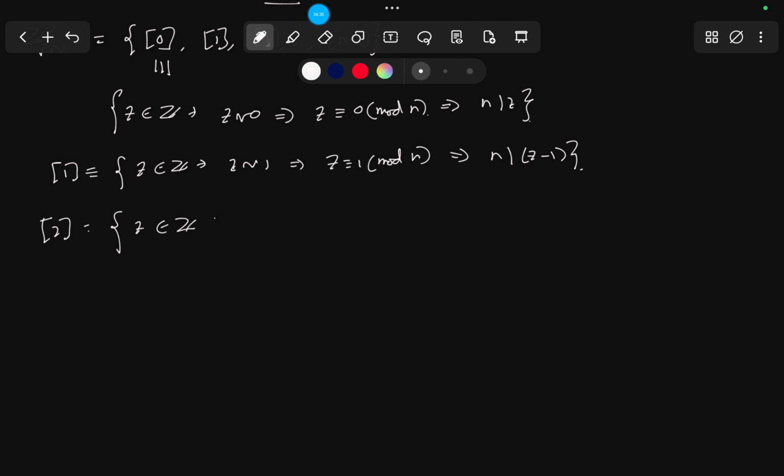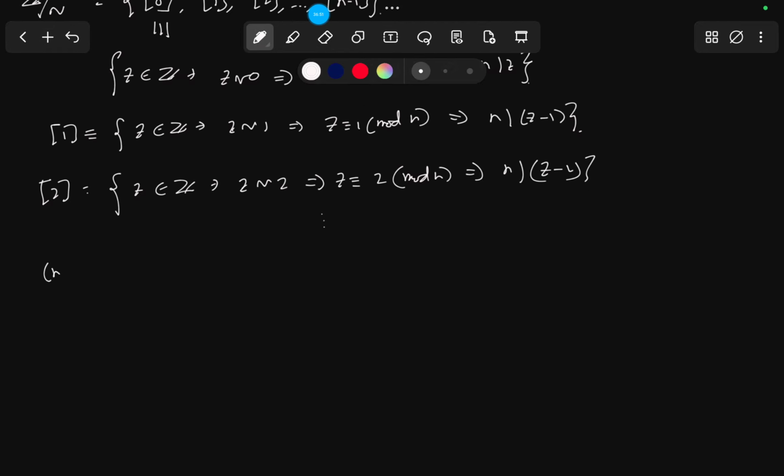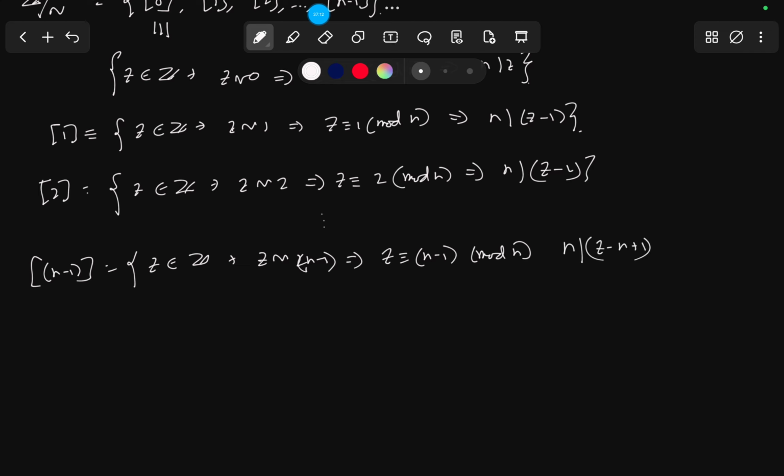It's basically the set of z in Z such that z is congruent to 2, related to 2, that means z is congruent to 2 mod n, or precisely n divides z minus 2, and thus we'll be just going up to n minus 1. So it's basically the set of integers z such that z is related to n minus 1, which means z is congruent to n minus 1 mod n, that means n divides z minus n plus 1.